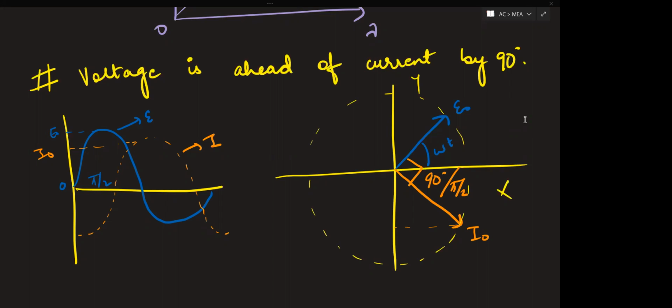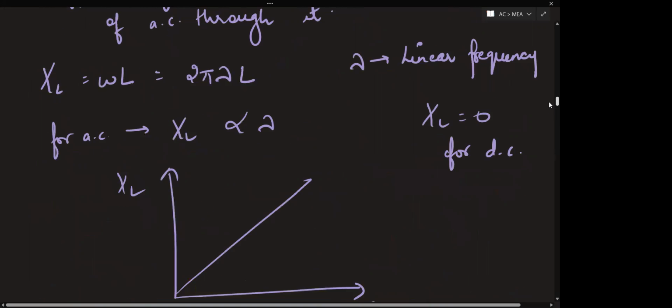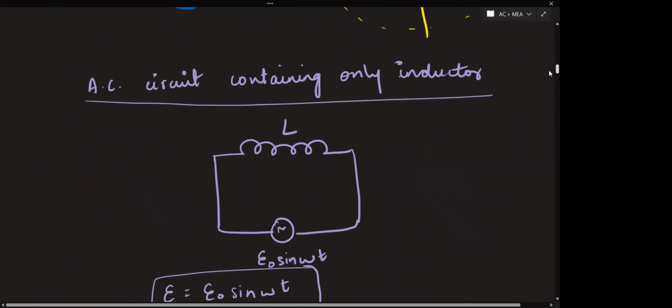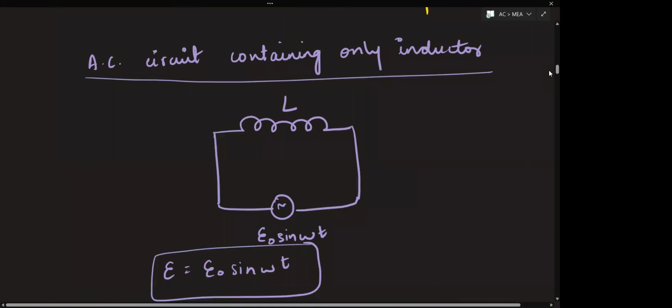So I'll stop here. One last circuit is left that we'll complete on Wednesday only. That is your AC circuit containing only capacitor. When all these three are done, then we'll move on to the numerical. So in the next class, we'll do the numerical.